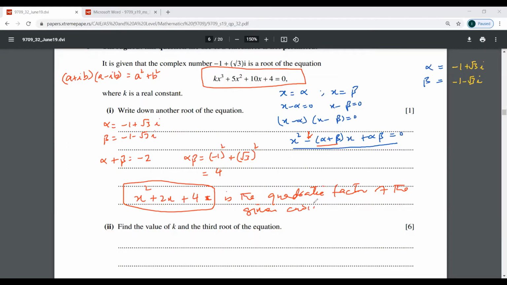If you write cubic, that would be better, the given cubic equation. There are two ways of finding this. I will be using the easier way over here. Can I say, guys, that x squared plus 2x plus 4 times (ax plus b) is going to be equal to kx cubed plus 5x squared plus 10x plus 4. The cubic polynomial is a product of a quadratic and a linear factor.